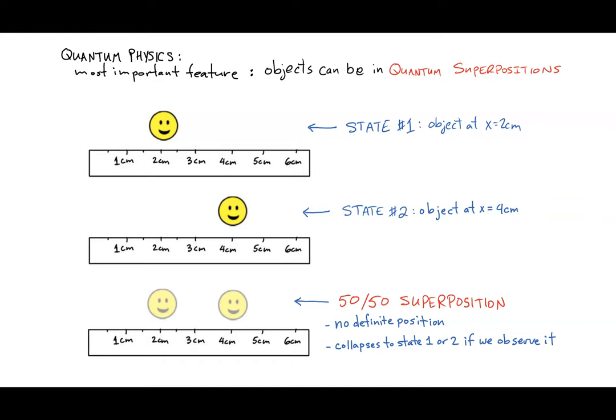So I've tried to represent that here. My object is this happy face. In this case, the happy face has a definite location at 2 centimeters. In this case, it has a definite location at 4 centimeters. In this case, it's still a single object, but it doesn't have a definite location. And so we would call it a 50-50 superposition state.